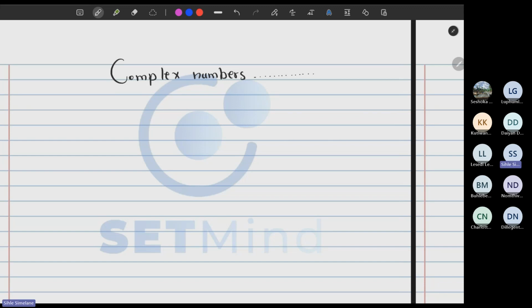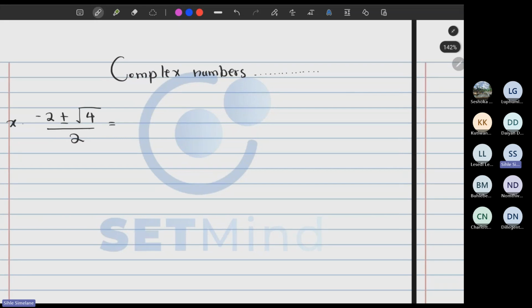Let's look at complex numbers and what is going on there, because they are not common. So from matric, you have been dealing with solving quadratic equations. For example, if I have 2 plus or minus the square root of 4, divided by 2, this would look like something which you would solve back in matric when you are solving for x.